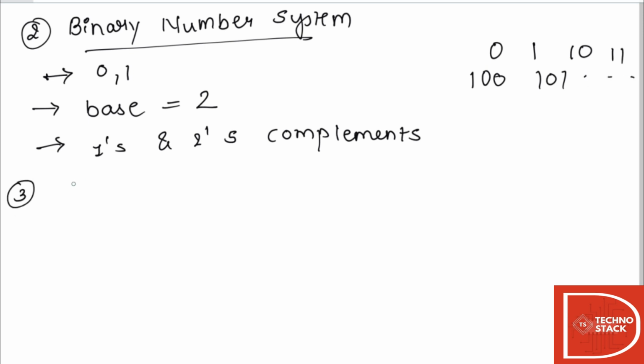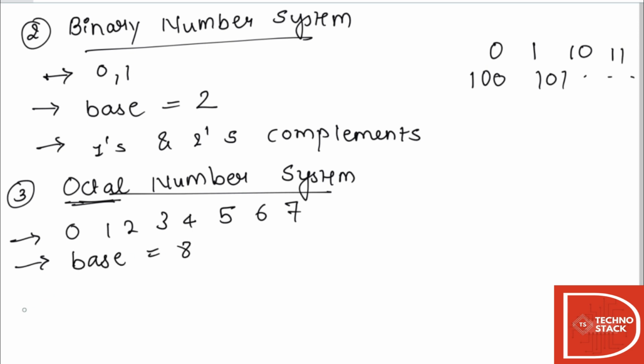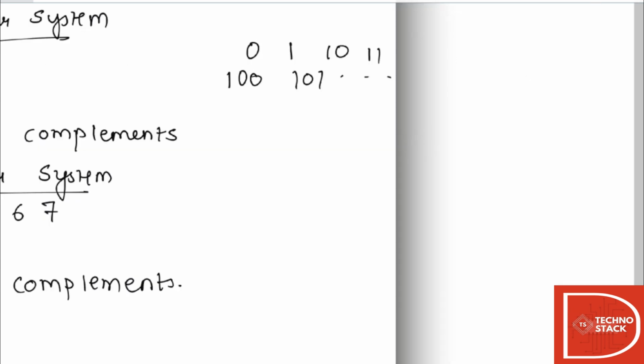Next, here is octal number system. Octal number system contains 8 unique symbols, as you can see from octal, that is 0, 1, 2, 3, 4, 5, 6 and 7. The base or radix of this number system is 8 and we can take 7s or 8s complement of any octal number. So what are these complements? We'll be seeing in another video how to take out complements of each and every number.